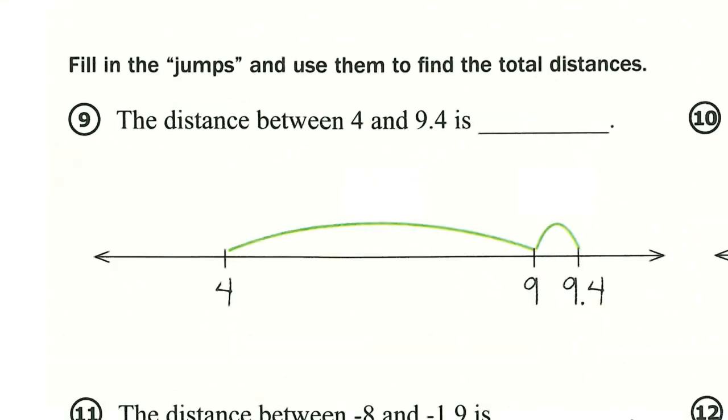In number 9, we're going to find the distance between 4 and 9.4. Remember, when we're finding the distance, it's really like subtracting. But we're going to use the number line to help us here. So we're going to go from 4 to 9 first. That's a distance of 5. Then from 9 to 9.4 is 0.4. So the total distance here would be 5.4.